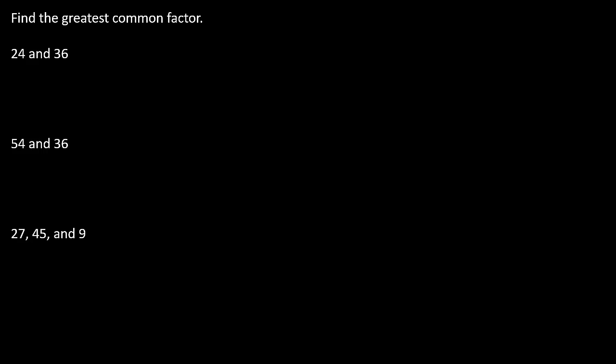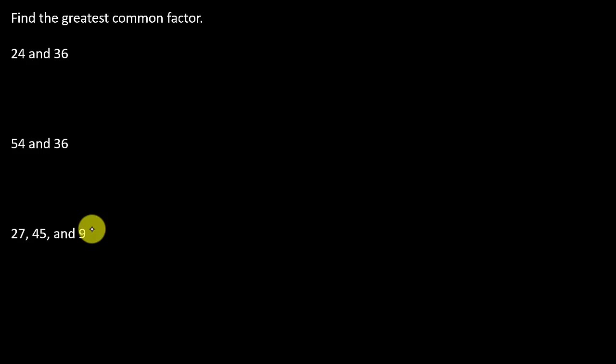All right, what's up? Let's take a look at finding the greatest common factor. I've got three examples. The first one, we'll find the greatest common factor of 24 and 36. Then we'll do 54 and 36. And then we'll do 27, 45, and 9.